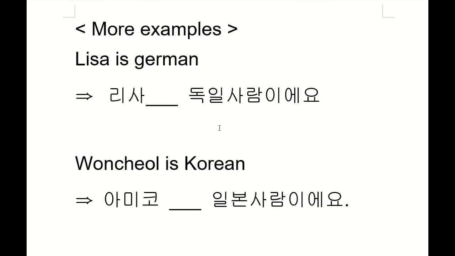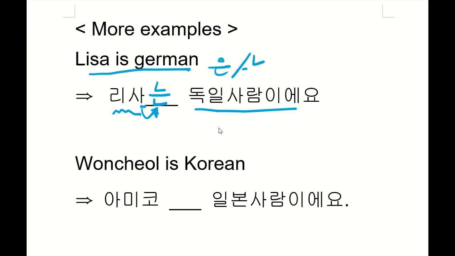Then, more examples. With 는. Lisa is German. What kind of particle should we put in here? Lisa는, because it ends with a vowel, right? And Lisa is German, so it's self-introduction. It's about the person, so we use 은 or 는, the topic marking particle. Okay.